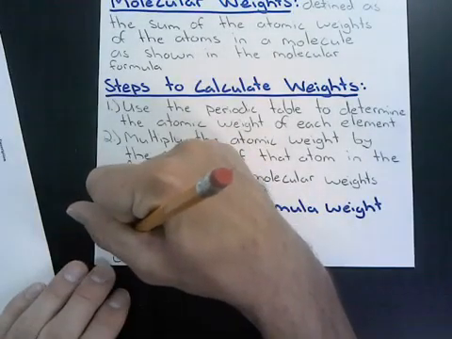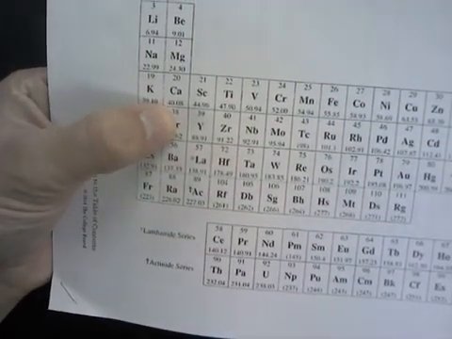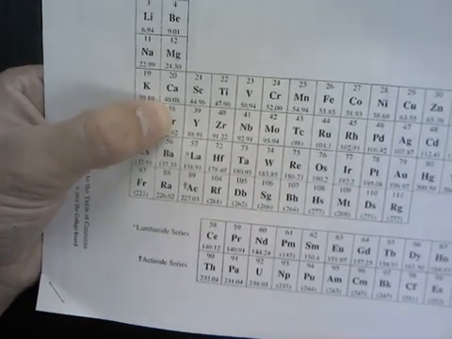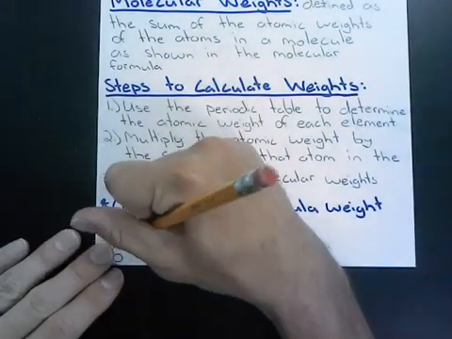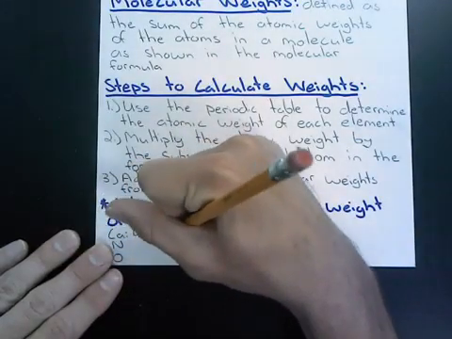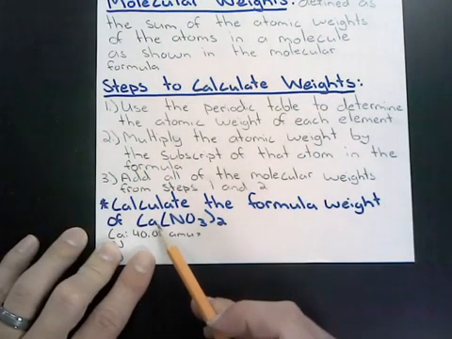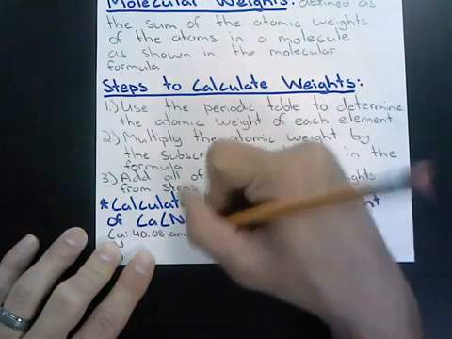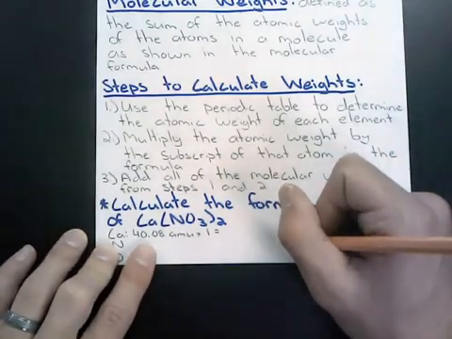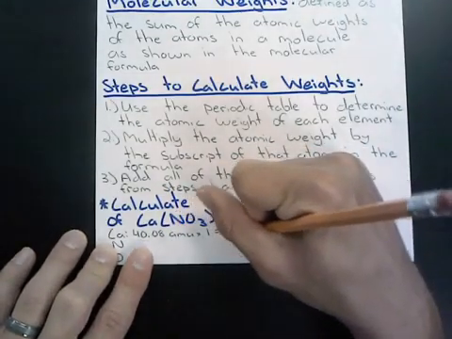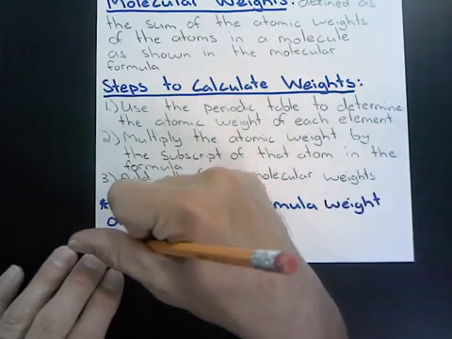So for calcium, Ca, I go and I find calcium, and in this class, we use 2 decimal places. So this is going to be 40.08 AMUs. So we have 40.08 AMU times the number of calciums we have in our formula. Well, we only have 1, so we multiply that by 1, and so we would end up for calcium getting 40.08 AMU.